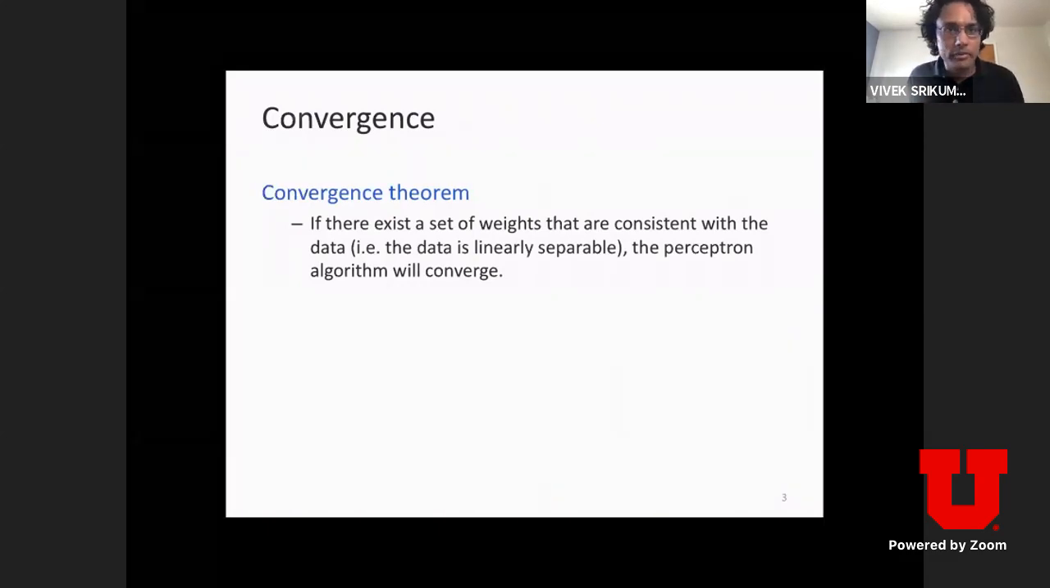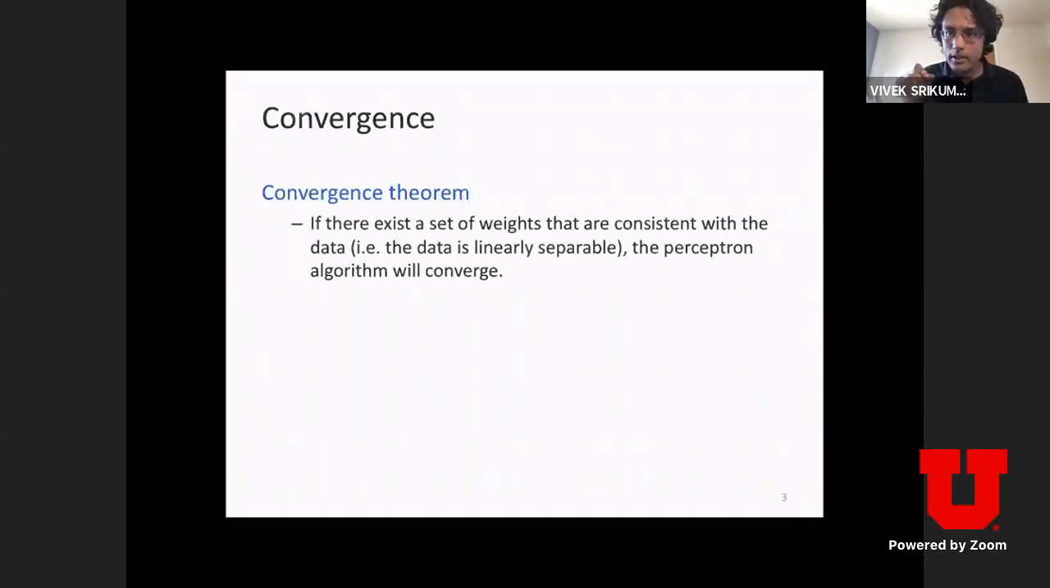There are two kinds of convergence results around the perceptron algorithm. We'll see one of them in a lot of detail, and I can point you to references if you want to look at the second one. The first result is the convergence theorem. The convergence theorem, which we will prove in full detail, says that if there is a set of weights that are consistent with your data, that is, if your data is linearly separable, then your perceptron algorithm will converge.